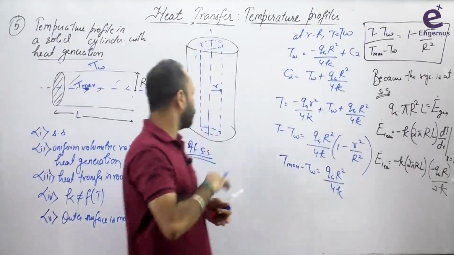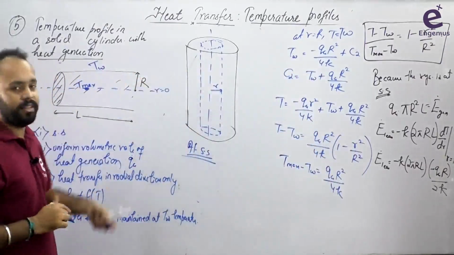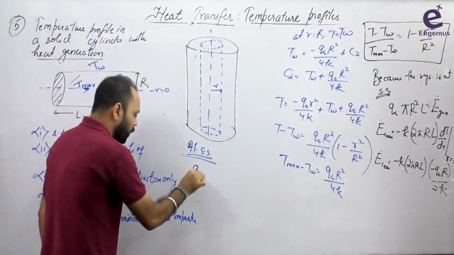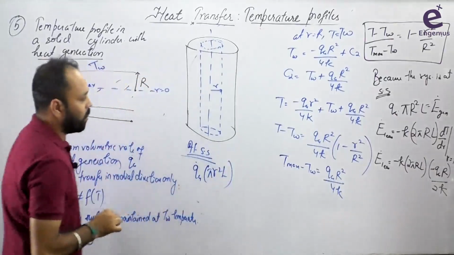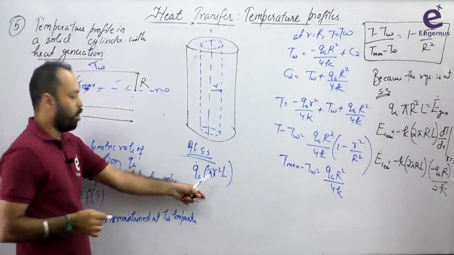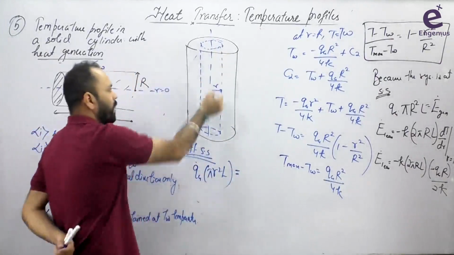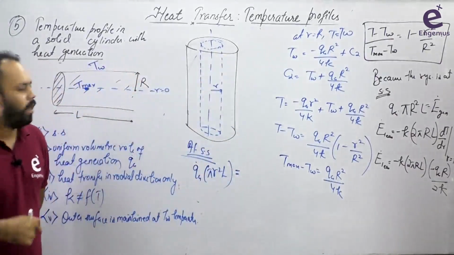So apply the steady state condition. What is energy generated in this small volume? Qg is the volumetric rate of heat generation multiplied by pi r square into L. Yes, this is the energy generated. What is energy leaving? You know that here also, how is energy leaving? By conduction only.